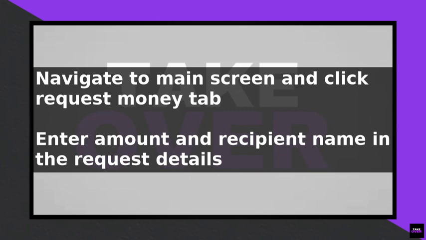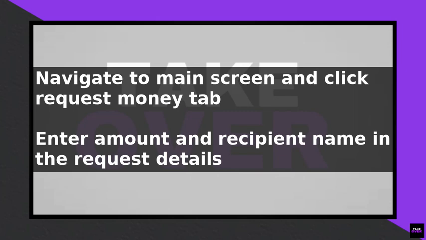Start by entering the amount of money you want to request and the name of the person you are requesting it from. You can also add a note to the request to provide context and explain why you are requesting the money. This is a good practice to avoid any confusion or misunderstandings. For example, if you are requesting money from a friend for a shared dinner, you can add a note that says dinner at restaurant.